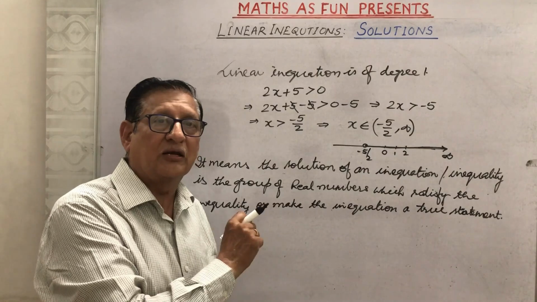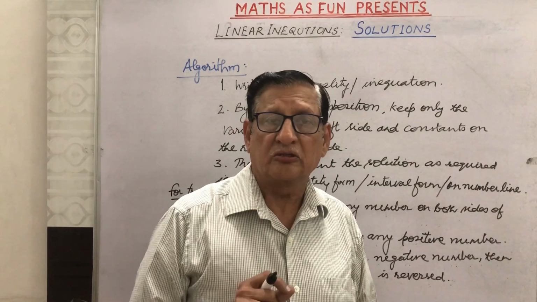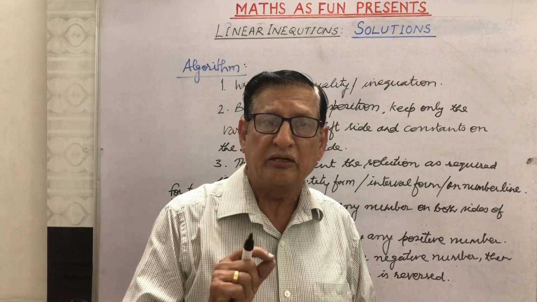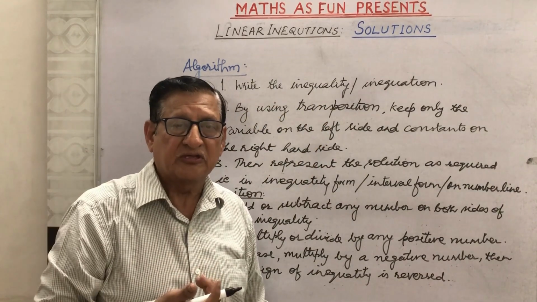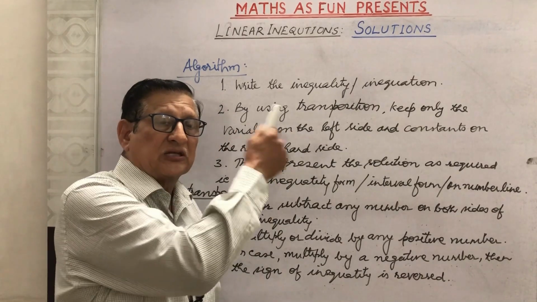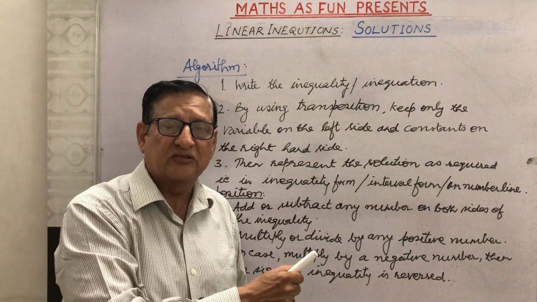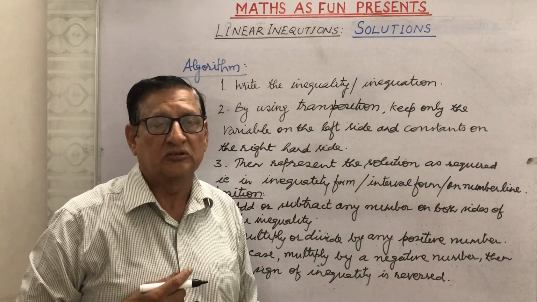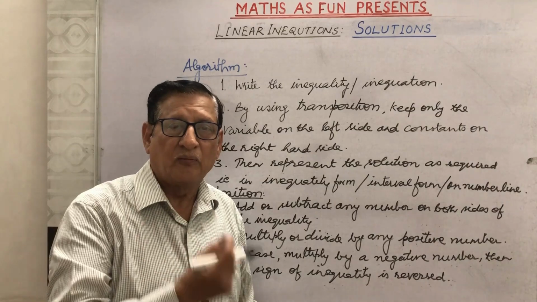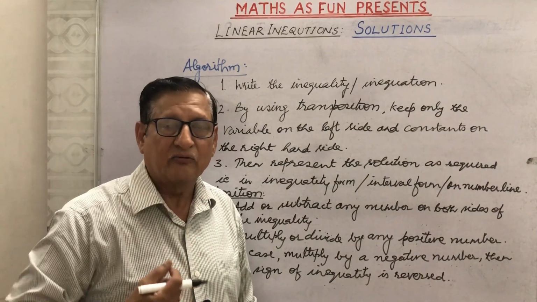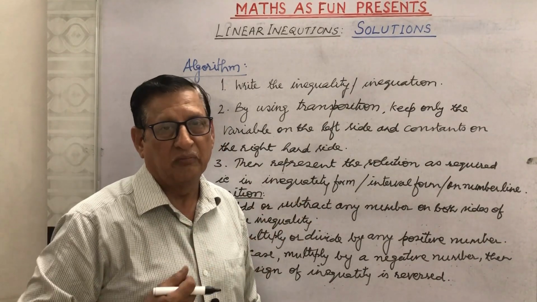We will discuss now the algorithm for the solution of the linear inequation. The algorithm to find the solution of a linear inequality in one variable is: first you write the inequality or inequation which is given to you. Then use the transposition, and by using the transposition keep only the variable on the left hand side and the constants on the right side. And then you can write down the solution either as an inequality, in the form of an interval, or on the number line.